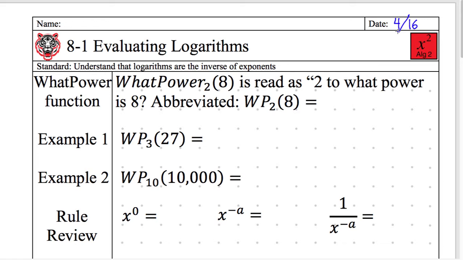All right, so our standard that we're working on today is to understand logarithms and understand that logarithms are the inverse of exponents. Our whole last unit was exponents. Now we're going backwards. All right, so I'm going to introduce this new function. I'm going to call it the what power function. So this thing right here, I'm reading that as 2 to what power is 8. And I'm going to abbreviate that: 2 to WP, what power, 2 to what power is 8.